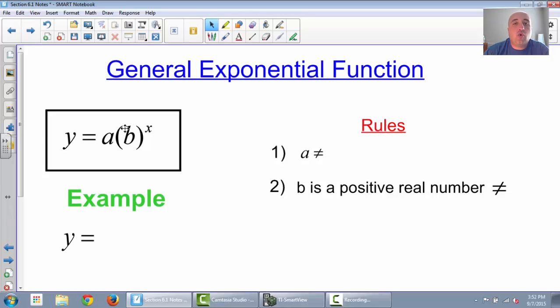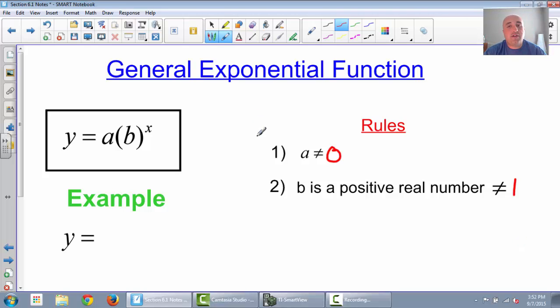All right, let's get right into it. Here is the equation for a general exponential function: y equals a b to the x. There's a couple rules that we need to know. When we're talking about these, a cannot be equal to 0. And b is a positive real number not equal to 1.